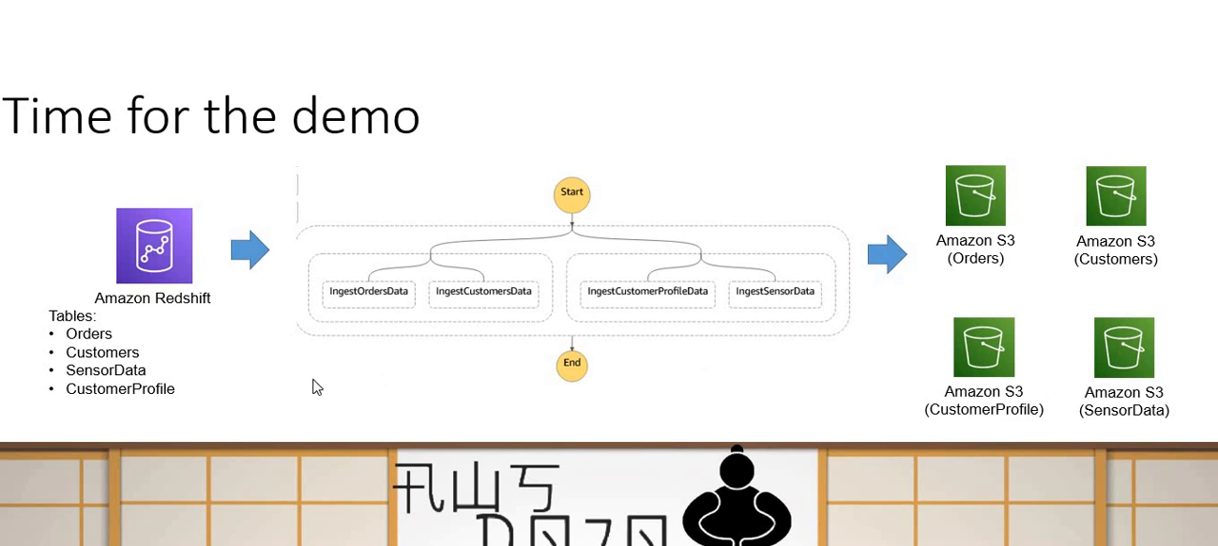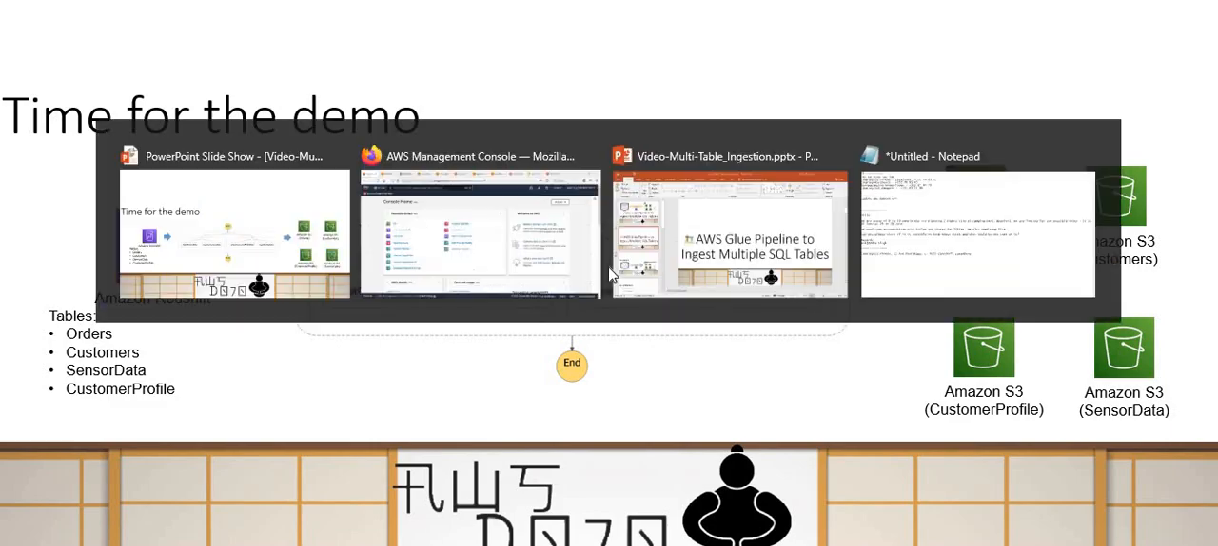Then we are going to use a Step Function with a single Glue job to create an ETL pipeline, where I'm literally going to ingest all these 4 tables in parallel. So in my single ETL pipeline, I will reuse my Glue job to run parallel ingestion of these 4 tables into 4 S3 buckets. So that's what I'm going to do in the demo today. So let's go to the AWS console to see how the demo works.